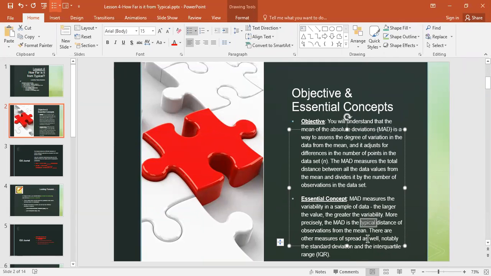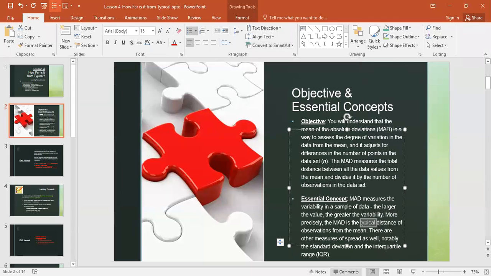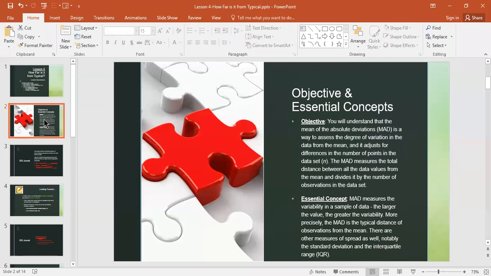There are other measures of spread as well, just like there were multiple measures of center, right? We also have other measures of spread as well. And that is the standard deviation, which is something we'll talk about later on, as well as the interquartile range, also known as IQR, which is something we'll talk about later on as well. Okay. So we have other measures of spread or variability to discuss later.